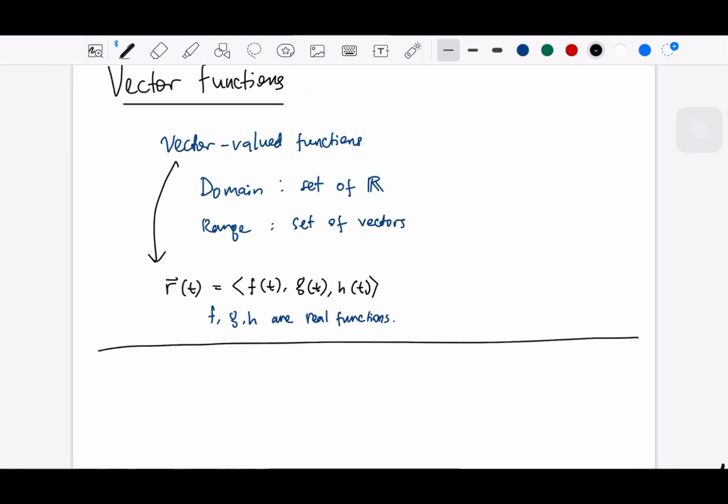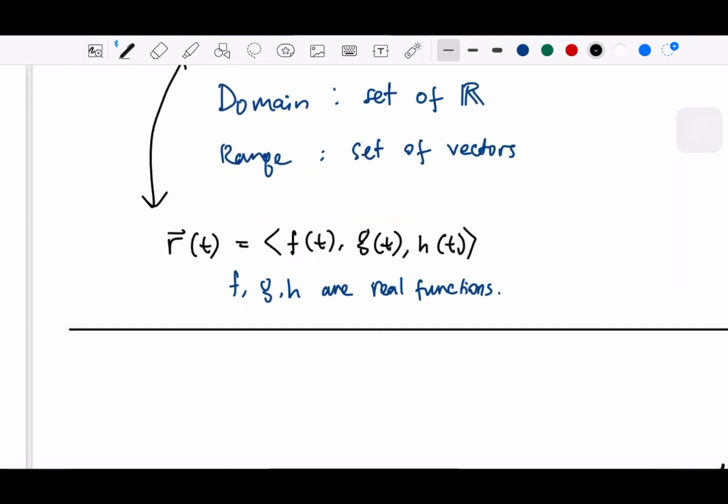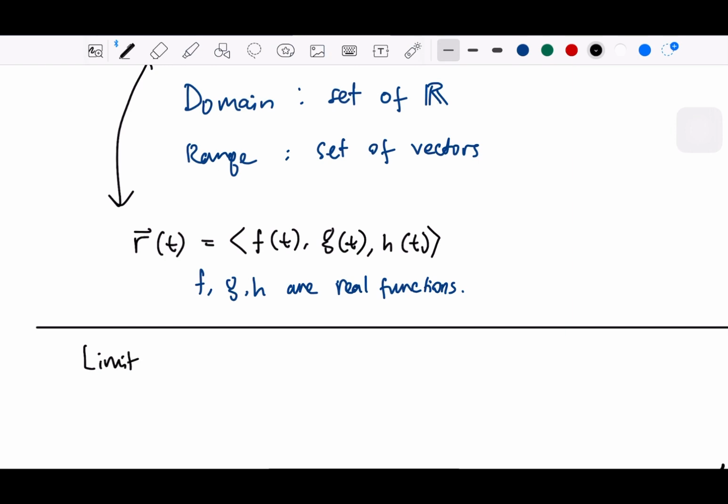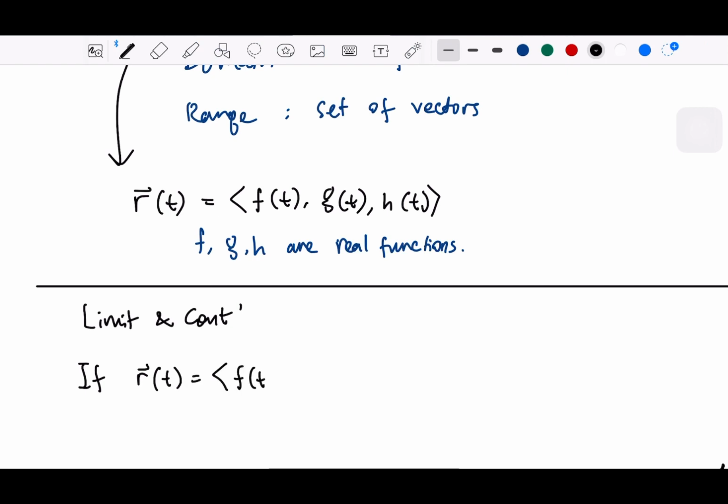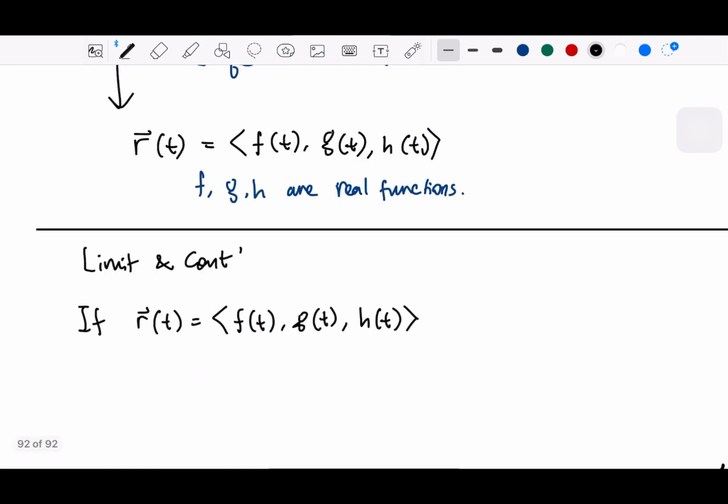And then all the subsections for this chapter 13 will be very similar to what we have in derivatives and integrals. So I think we can start with the limit and continuity, which has the same definition as we did, but now we are going to apply it within this r. So if this is our vector function, then we take the limit for all the components.